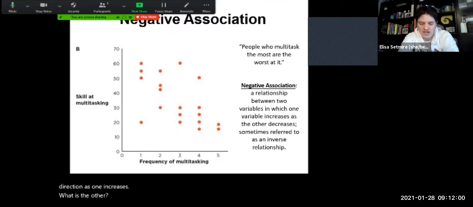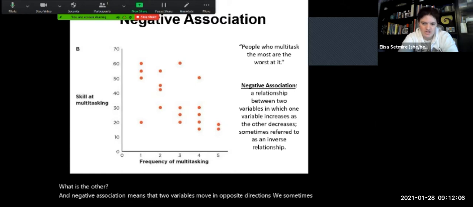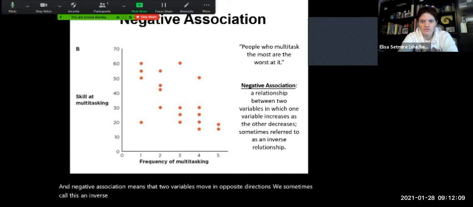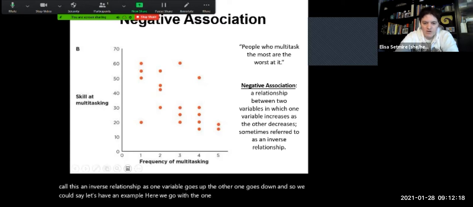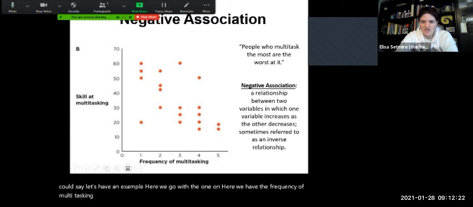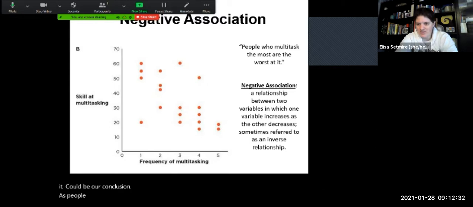A negative association means that two variables move in opposite directions. We sometimes call this an inverse relationship. As one variable goes up, the other one goes down. Let's have an example here. We have the frequency of multitasking with skill at multitasking, right? So people who multitask the most are the worst at it, could be our conclusion. As people multitask more, their skill at it goes down, right?